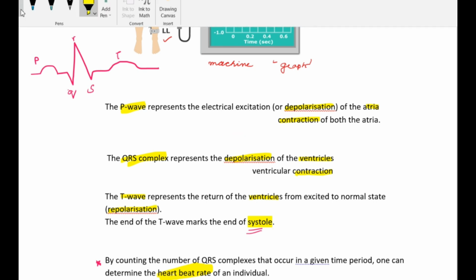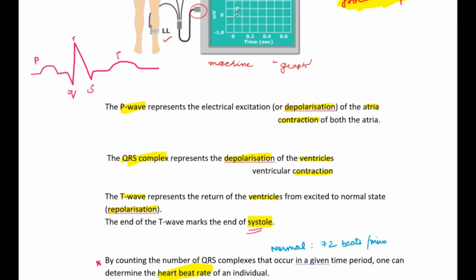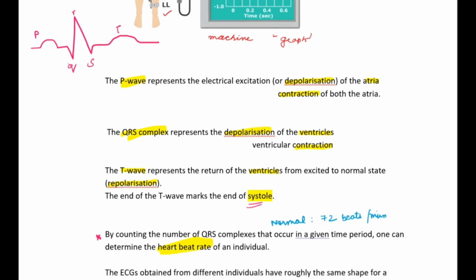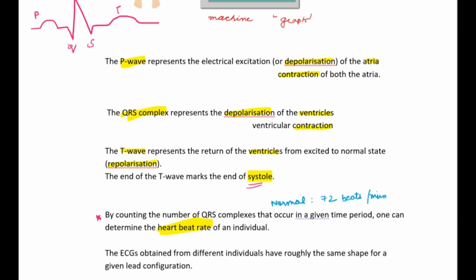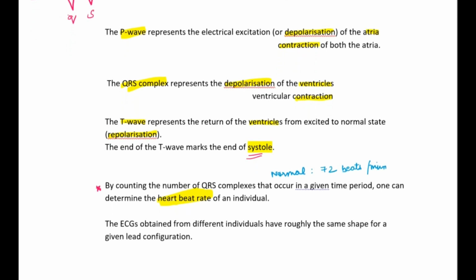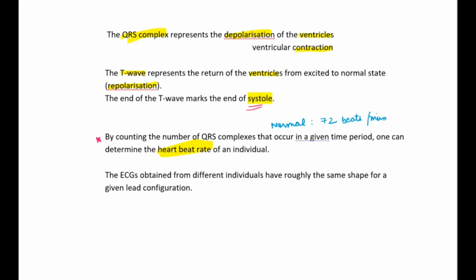Okay. So you see the prominent QRS waves. These are the biggest, right? So by counting the number of QRS waves in an ECG for a given period of time, say you count for 1 minute, you can get the heartbeat rate, how many times the heart beats in 1 minute. So that can be found out.